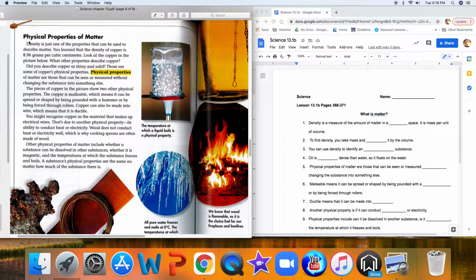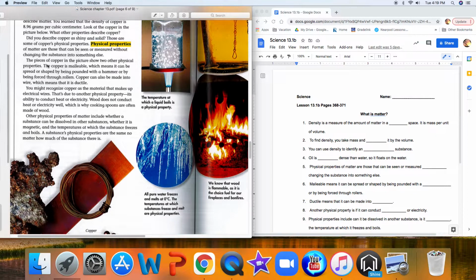Density is a physical property. Density is just one of the properties that can be used to describe matter. You learned that the density of copper is 8.96 grams per cubic centimeter. Look at the copper in the picture below. What other properties do you know?